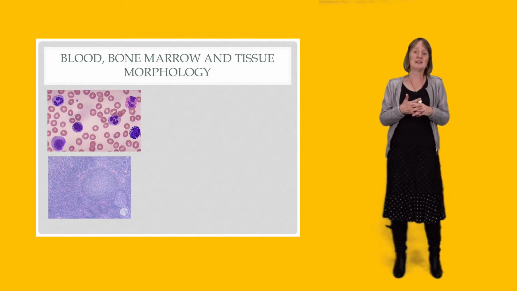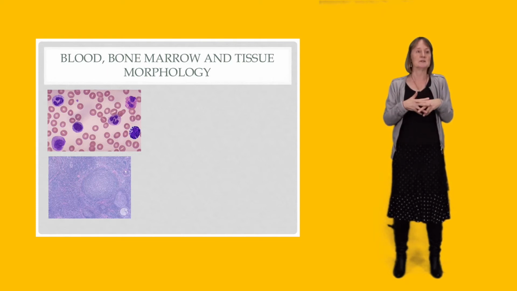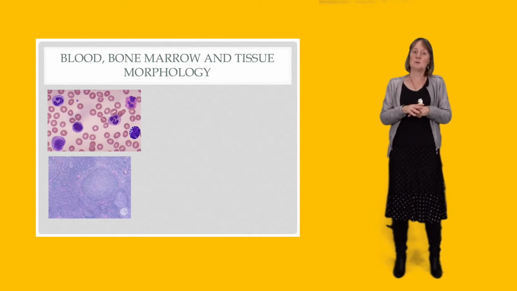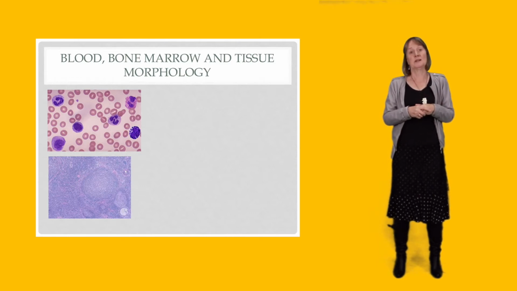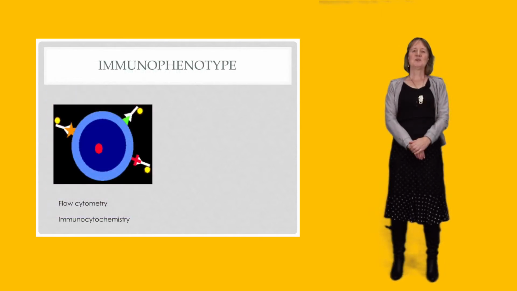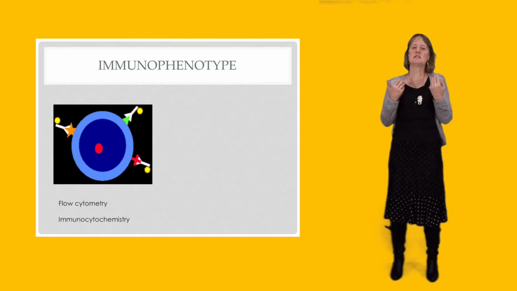So the pictures here, just for illustration, the top one is a normal peripheral blood film, so there are normal red cells and normal white cells. And the picture at the bottom is a lymph node, which is actually a reactive lymph node, not a malignant one.